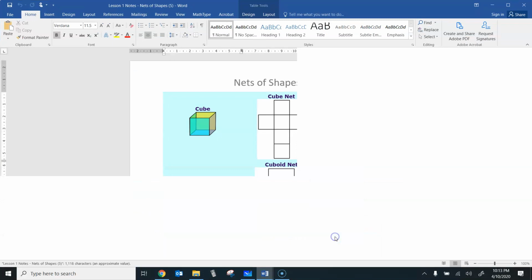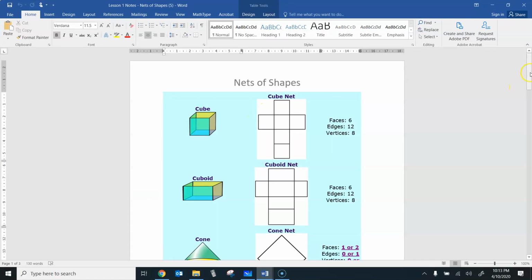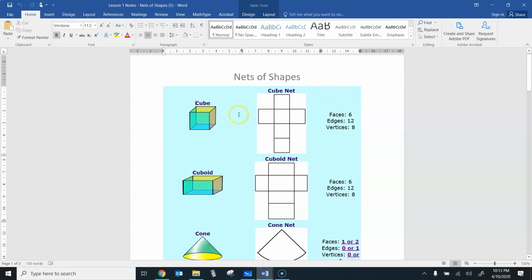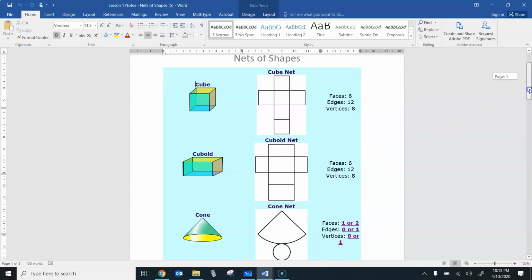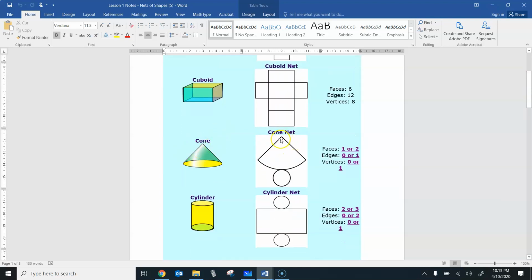And there what you will see are the different nets of different shapes. So for example, a cube, if you were to open it up, you would get the net, which is drawn like this. So there's 6 faces, 12 edges and 8 vertices. A cuboid, which is the one we just saw, you could open up, it would look like that. That's the net of it. A cone, if you were to open up, a bit more tricky, the net would look like this, etc.